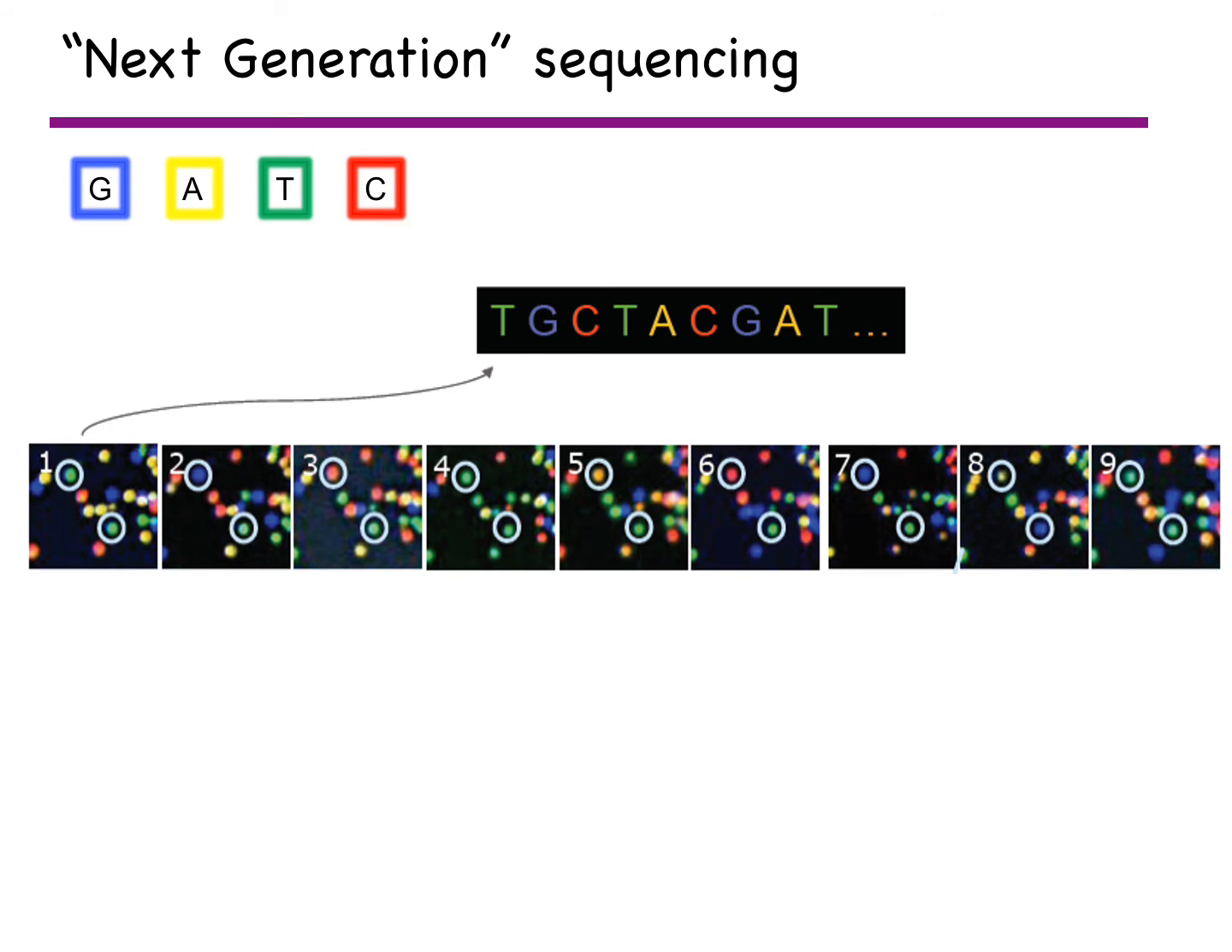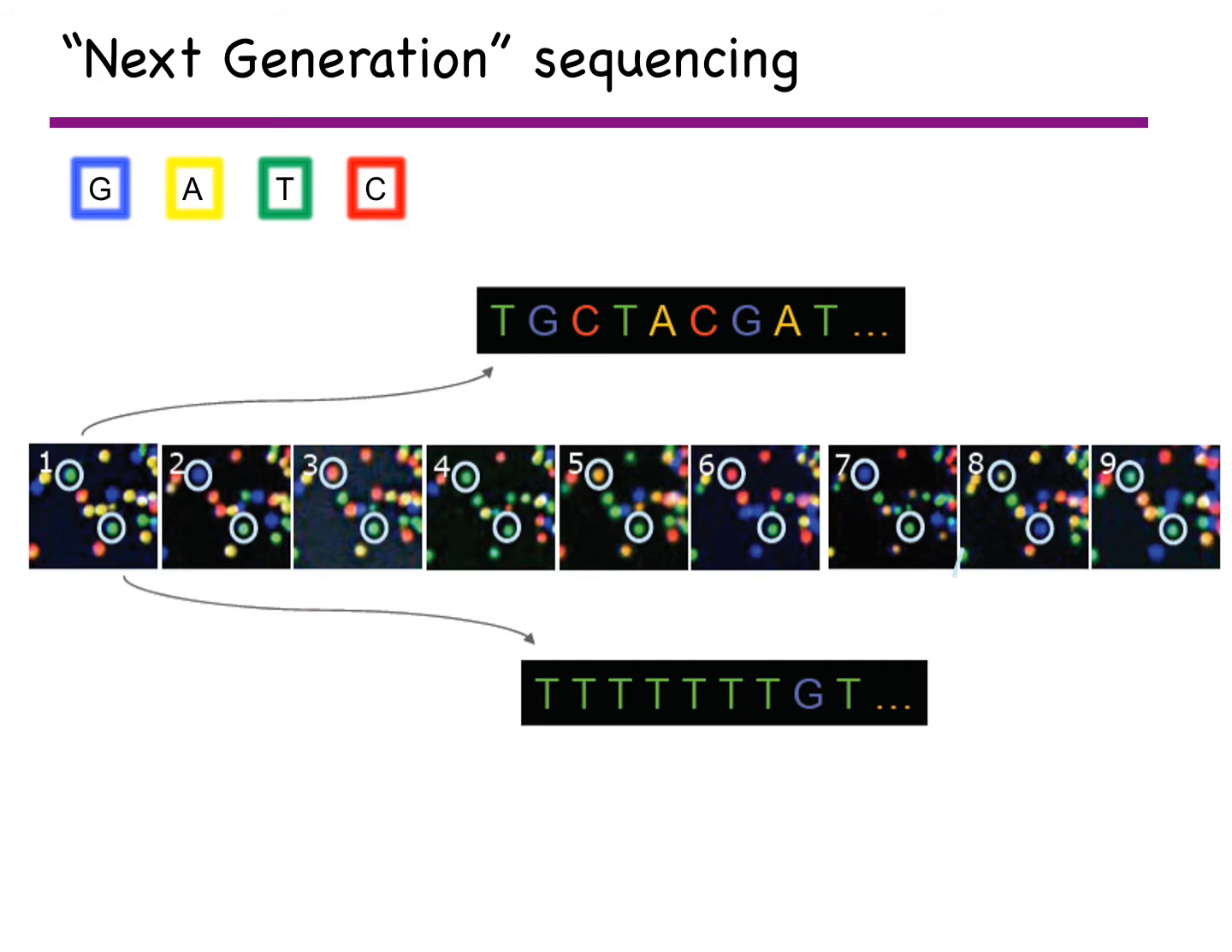And you can do the same thing for the other circled molecule. You can see there's a long run of T's followed by a G and then another T. So the sequence of the other one that I've circled is just this long run of T's followed by a G and then a T again. So this is basically how sequencing, or at least next generation sequencing, works.